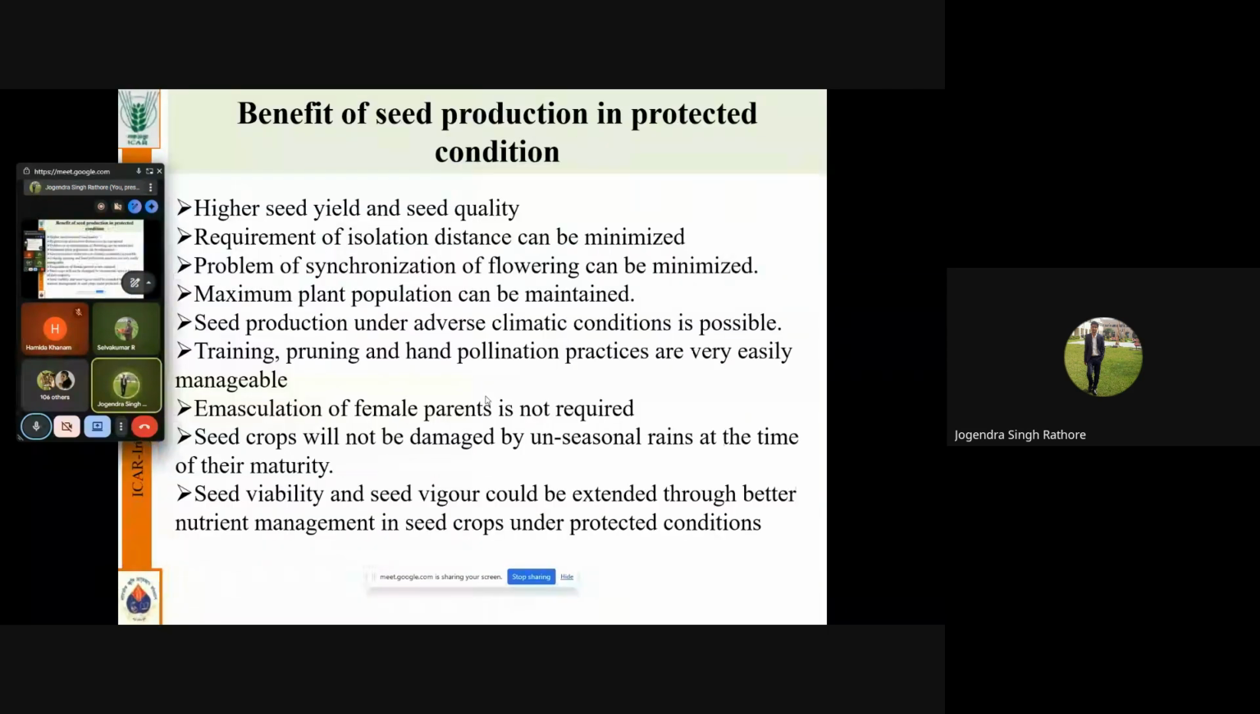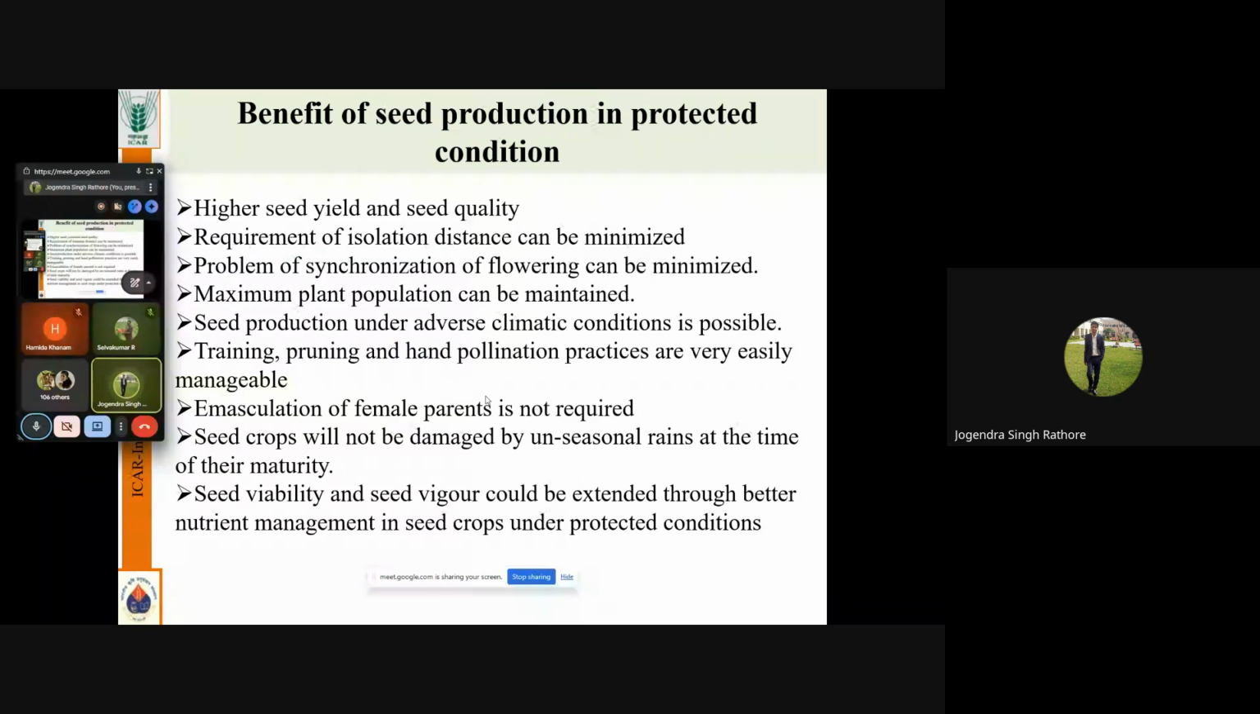Quickly, we will discuss seed production of gynoecious cucumber, if it is not already covered. Okay, sir. I will discuss seed production in parthenocarpic gynoecious cucumber. What are the benefits of seed production in protected conditions?